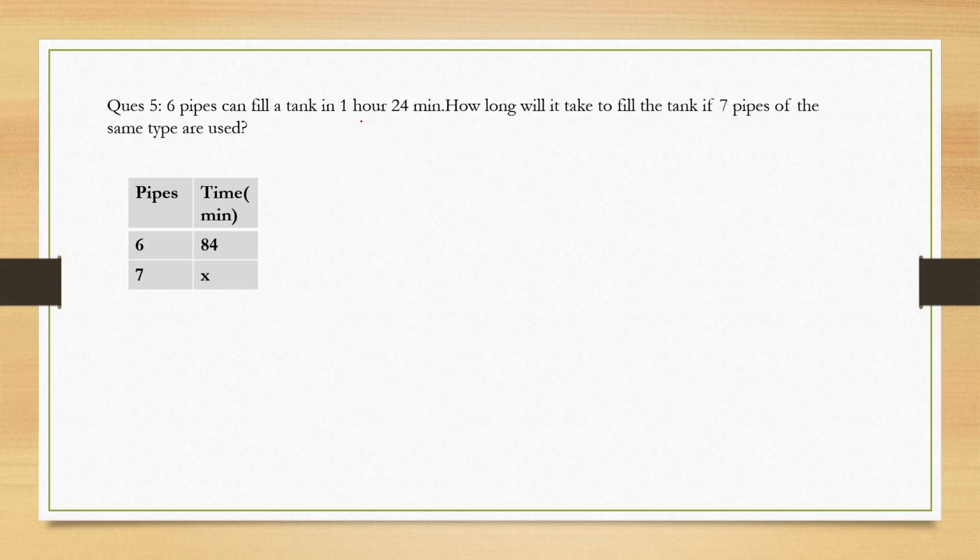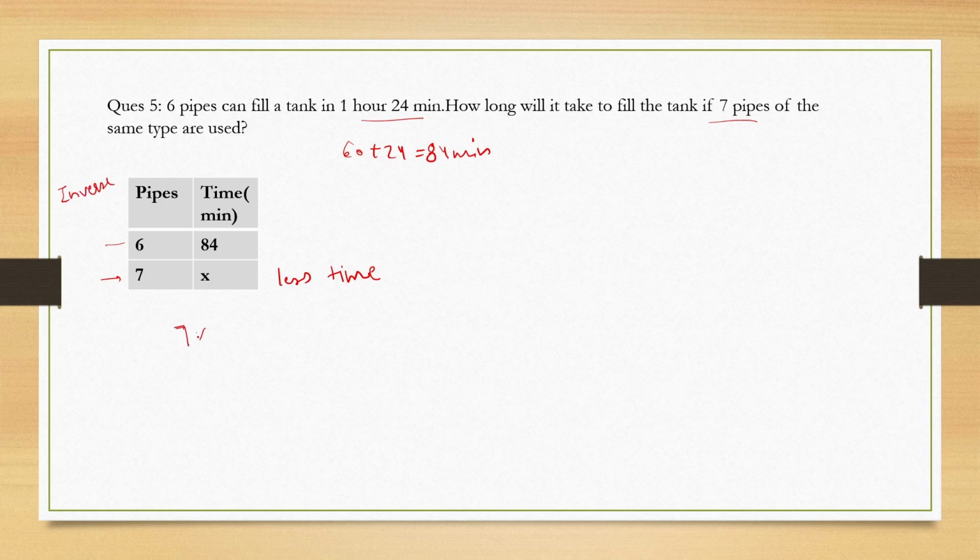6 pipes can fill a tank in 1 hour 24 minutes. How long will it take to fill the tank if 7 pipes of the same type are used? If we have 6 pipes, we convert this into minutes. 60 plus 24 is 84 minutes. If we have more pipes, definitely it will take less time to fill the tank. So this is increasing and this is required less. This is opposite, so again it's an inverse proportion.